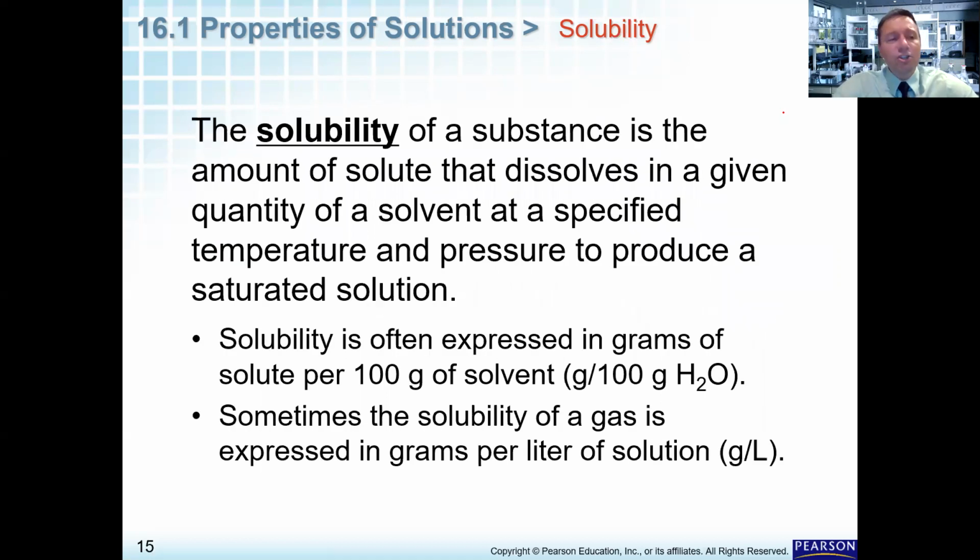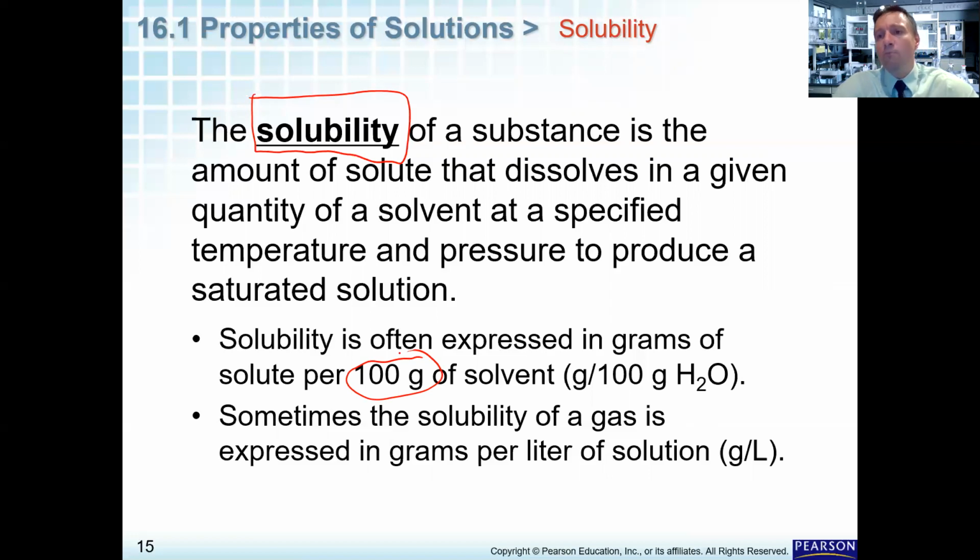So solubility, we just talked about it. What is that definition? Please get this into your notes, solubility. The solubility of a substance is the amount of solute that dissolves in a given quantity of solvent, the dissolving agent, at a specific temperature and pressure to produce a saturated solution. The solubility is many times expressed in grams per 100 grams of solvent.